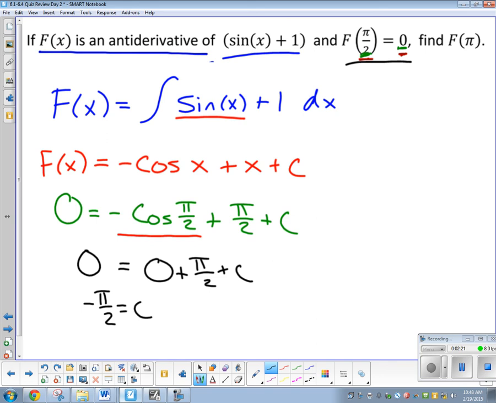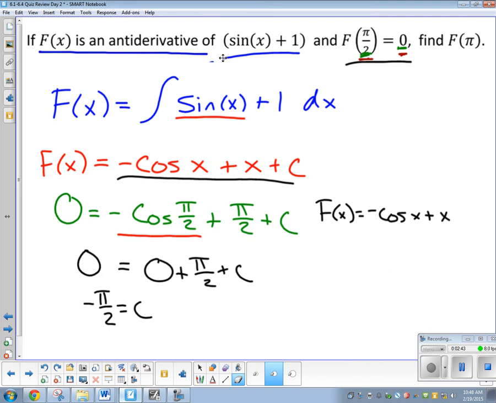Is that what we were looking for? We were trying to find out what our constant was. What do we need to do with that? Plug it in. So right here, I'm going to plug it into this. So capital F of x equals negative cosine x plus x minus pi over 2, because that's what our c was.